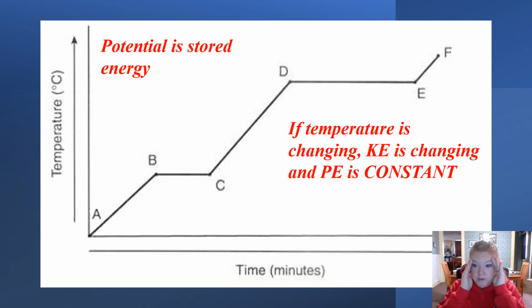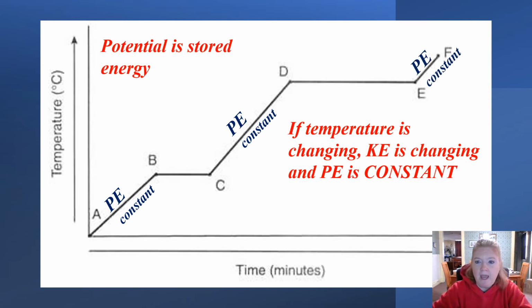So here's what's important to remember. Either the potential energy is changing or the kinetic. So if the kinetic is changing, potential is constant. So the potential energy is constant here where the temperature is changing, here, and here. So remember, if kinetic is changing, that means temperature is changing. Potential energy is not.